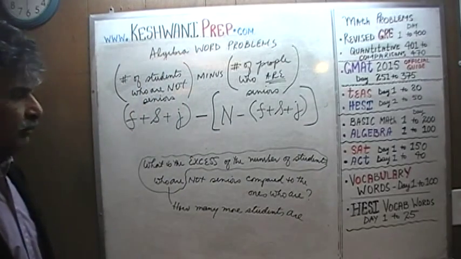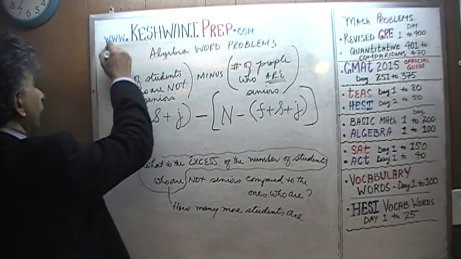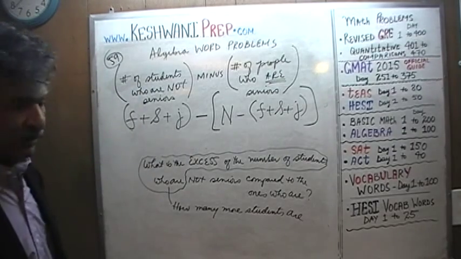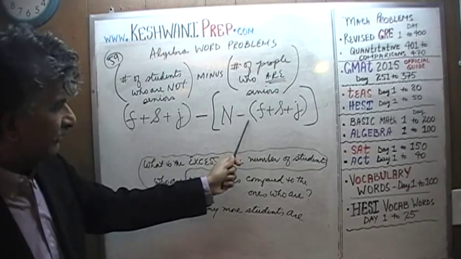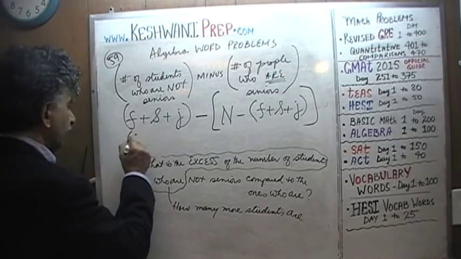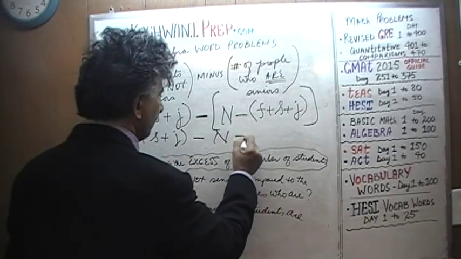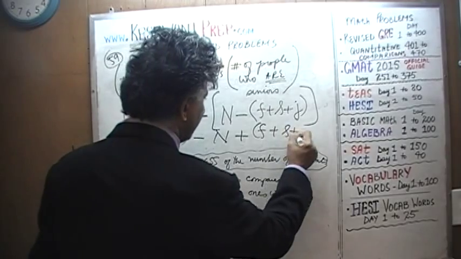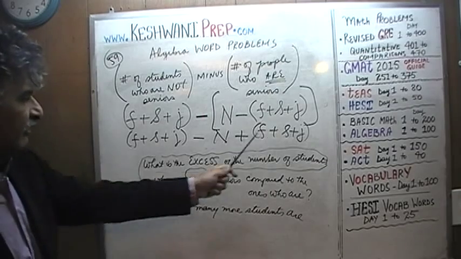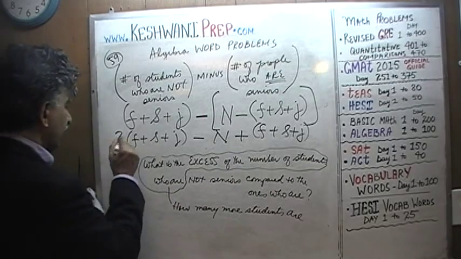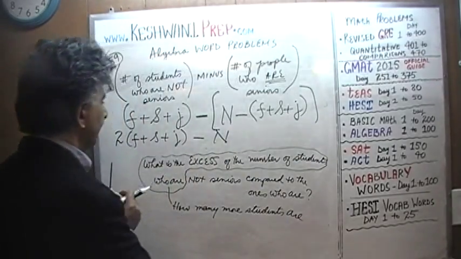Just like in the previous example, example number 58, this is 59, it's the exact same scenario. F plus S plus J minus this quantity, N minus F plus J. If we open the parentheses, we end up with F plus S plus J minus N, and this minus will become positive, F plus S plus J. These are the same quantities, so we could write this as 2 times F plus S plus J minus N. Very good, there's your final answer.